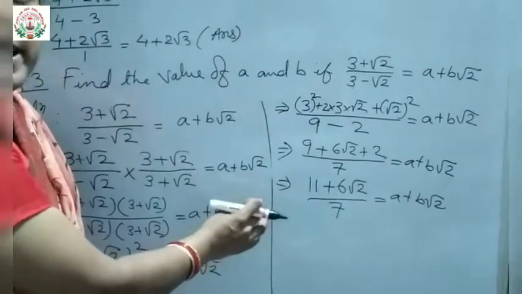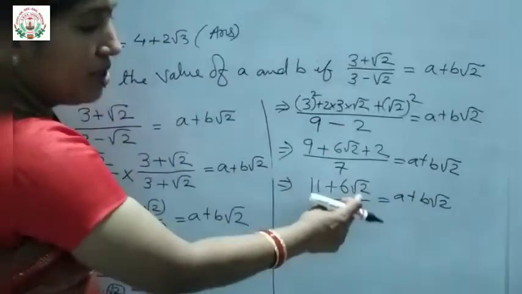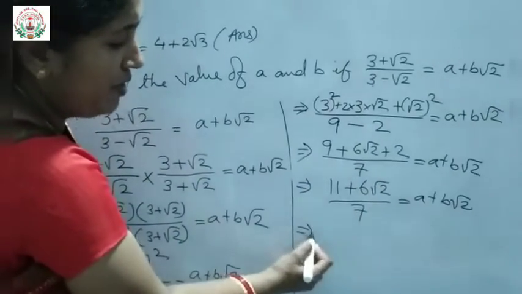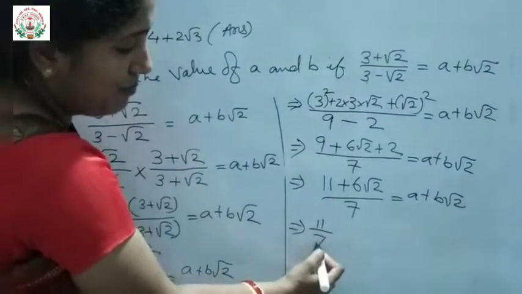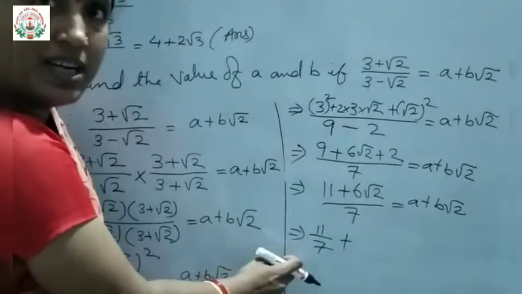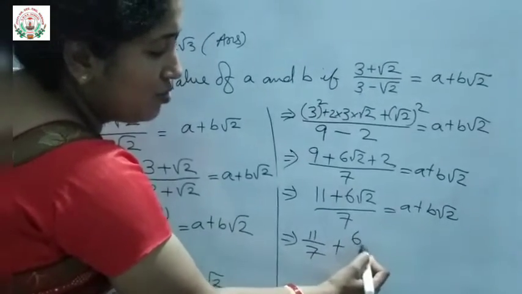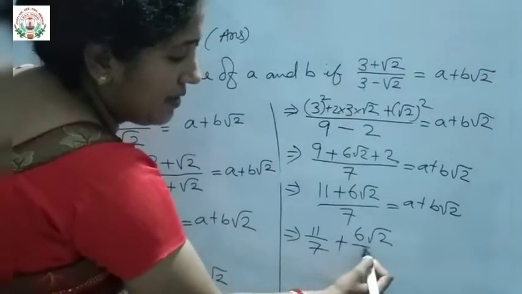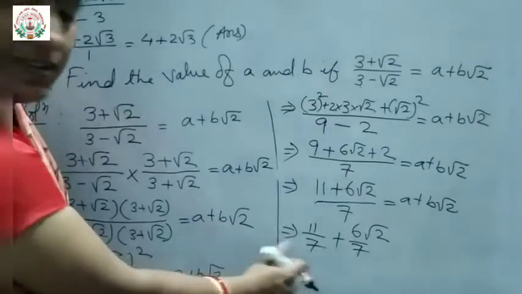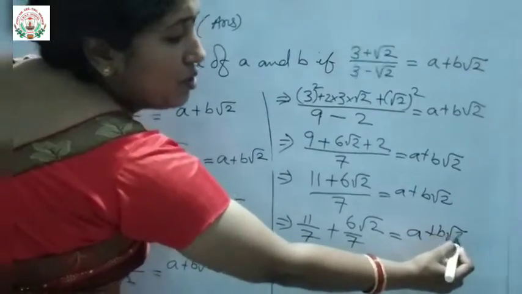Now we will separate each part because you know that here it is given root 2, here also root 2 is there, so we will separate each part. How will we write? 11 upon 7 plus the whole number part separately, then this one, that is the root 2 part, separately. Likewise we have separated it, that is equal to a plus b root 2.